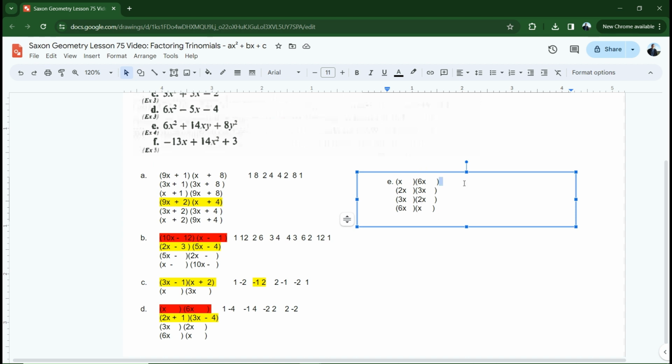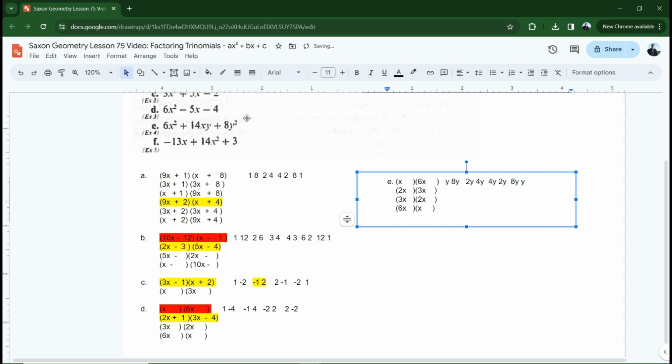Okay, now the factors for my last term. Ooh, look at this one. In letter E, we have a y squared. So what's going to multiply to make y squared? Well, I could multiply 1y and 8y. I could multiply 2y and 4y. I could multiply 4y and 2y, or I could multiply 8y and 1y.